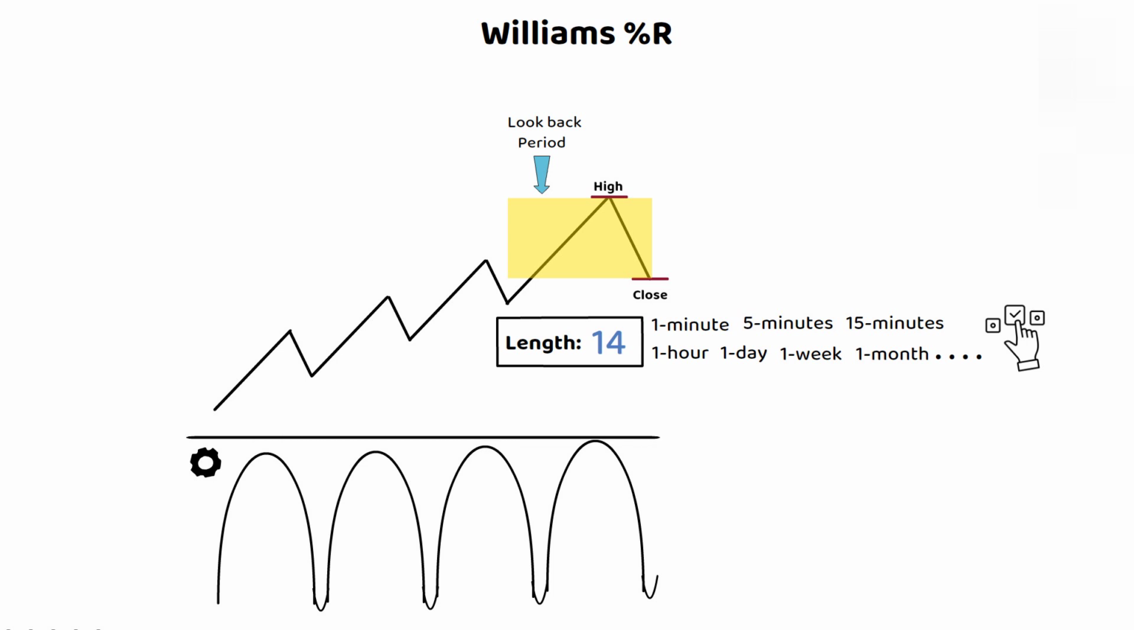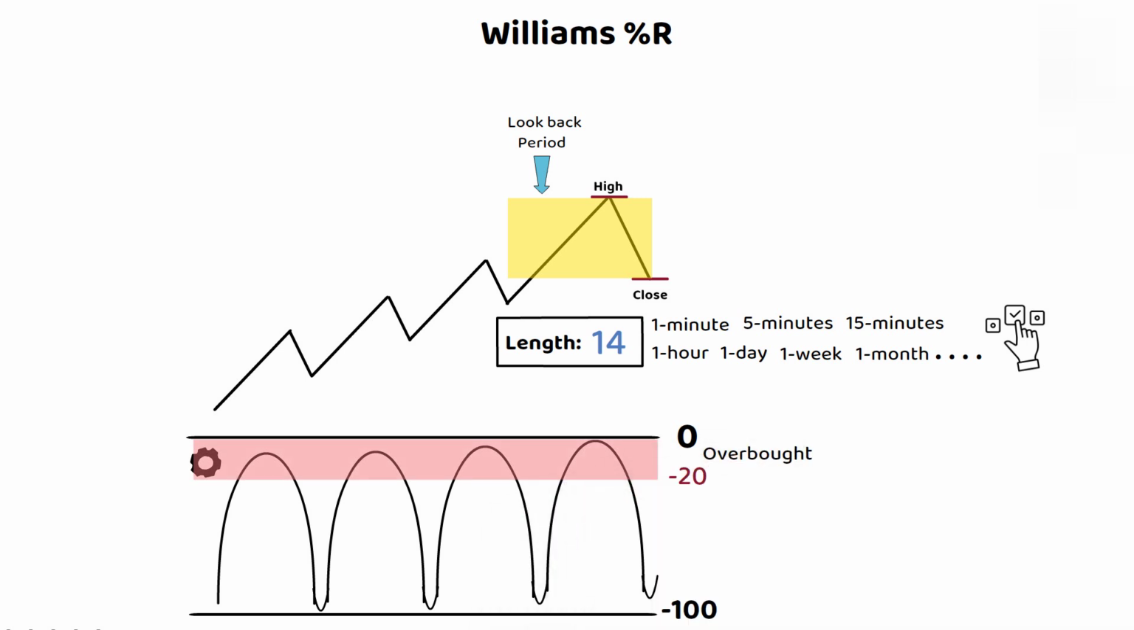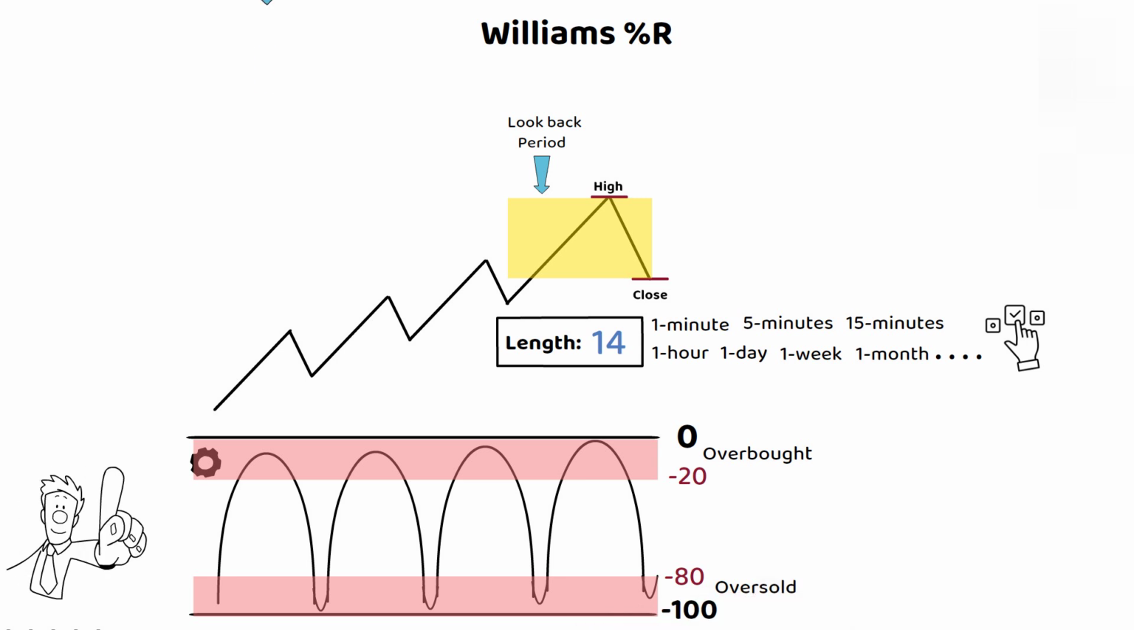The Williams %R indicator ranges from 0 to -100, with readings above -20 indicating overbought levels and below -80 indicating oversold levels. However, it's important to note that overbought levels do not necessarily mean the price will reverse its upwards trend. It may simply indicate that the price is near the highs of its recent range. The same logic applies to oversold levels.